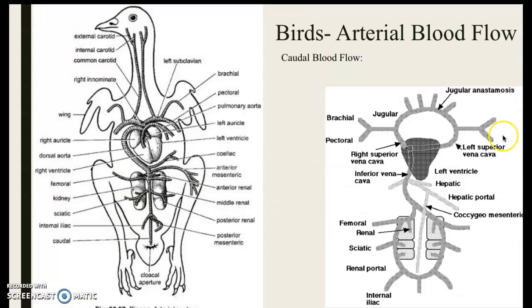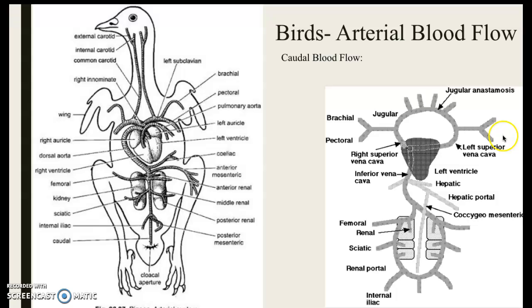So finishing up the bird blood flow, the caudal artery blood flow, if we follow the descending aorta, or the dorsal aorta, it carries oxygenated blood from the right ventricle through the body, tracks caudally through the abdomen to supply the blood to the lower half of the body. The dorsal aorta, once inferior to the heart, so down in this region, branches to form the celiac artery right here, which supplies blood to the stomach, as well as the anterior mesenteric arteries right here.